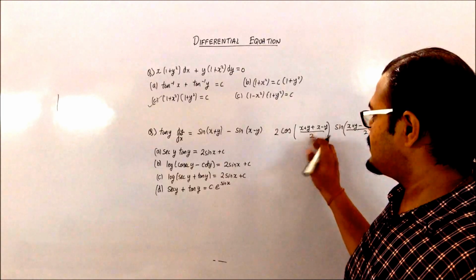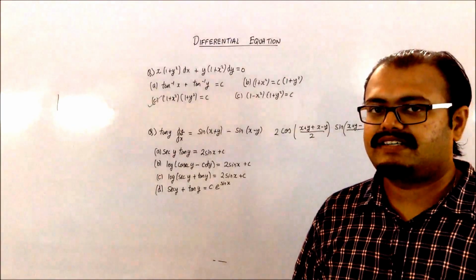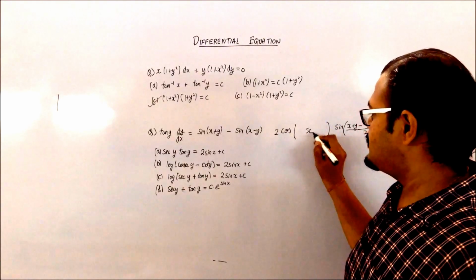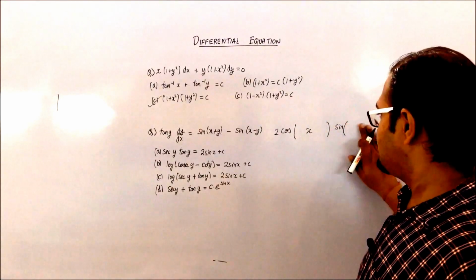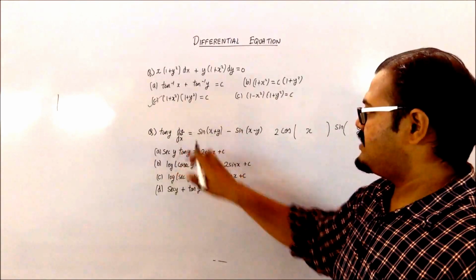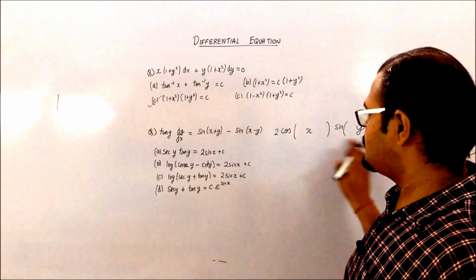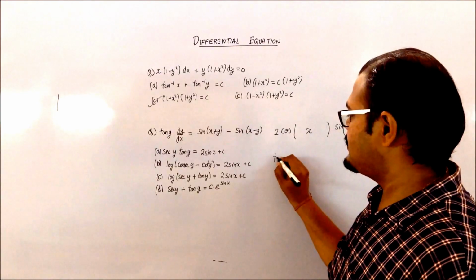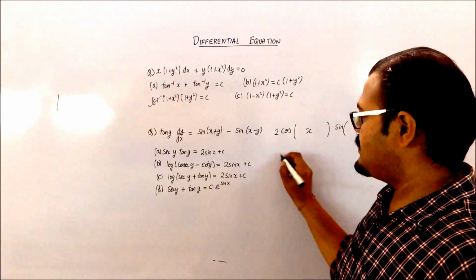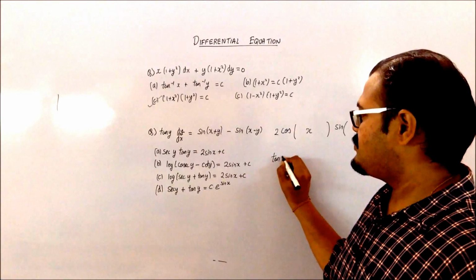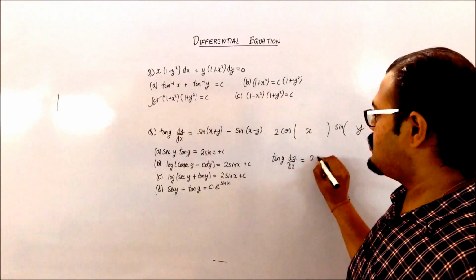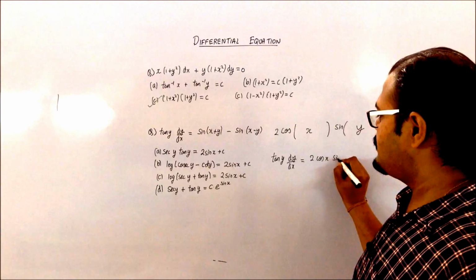So this term becomes, the y gets cancelled, you have a 2x over there, 2 gets cancelled, so you have an x term in this, and similarly you will have a y term in this. So you are getting a tan y dy by dx is equal to this particular term. So rewriting that, you will be getting the equation as tan y dy by dx equals 2 cos x sin y.